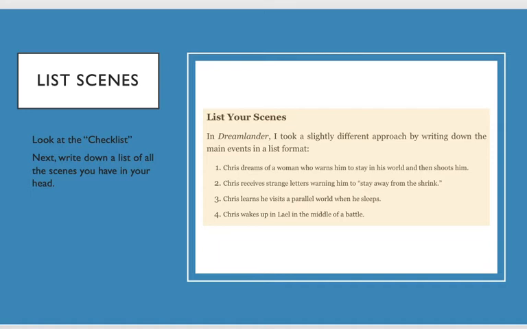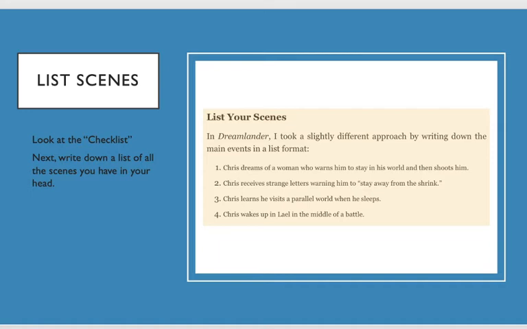In Dreamlander, I took a slightly different approach by writing down the main events in a list format. Number 1, Chris dreams of a woman who warns him to stay in his world and then shoots him. 2, Chris receives strange letters warning him to stay away from the shrink. 3, Chris learns he visits a parallel world when he sleeps. 4, Chris wakes up in Lale in the middle of a battle.